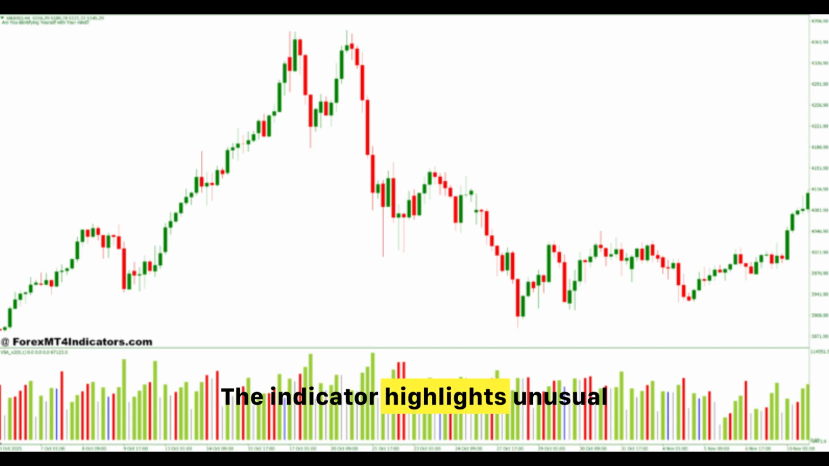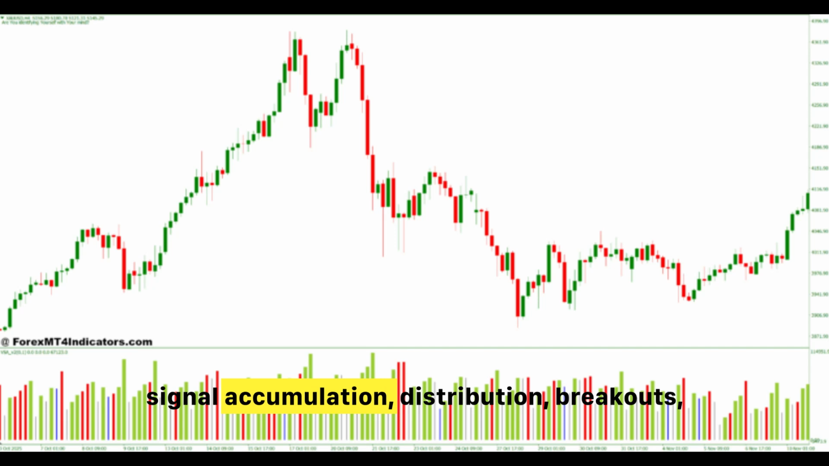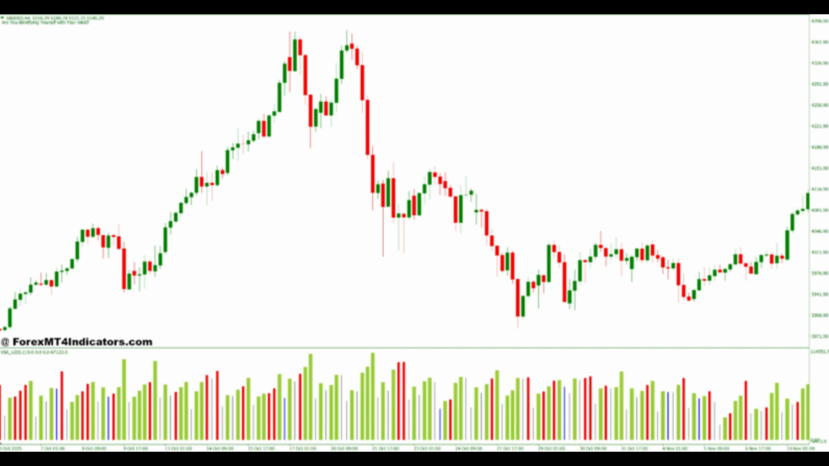The indicator highlights unusual volume spikes that can signal accumulation, distribution, breakouts, or reversals. High relative volume means big players may be entering the market, while low volume can warn of weak momentum.